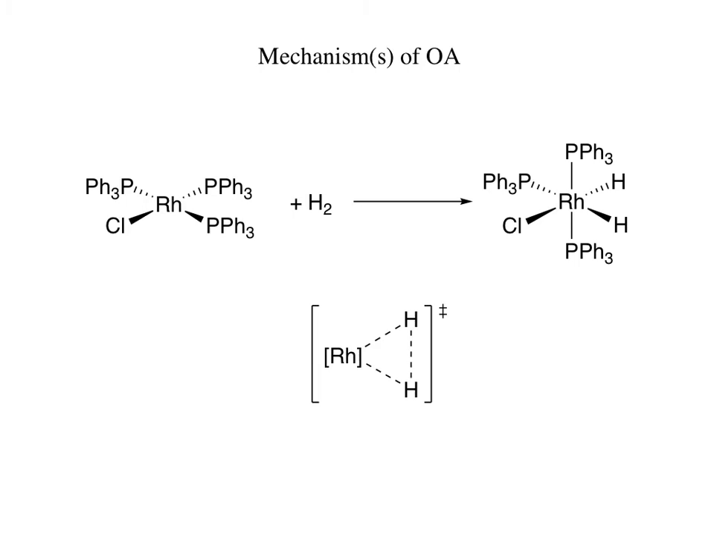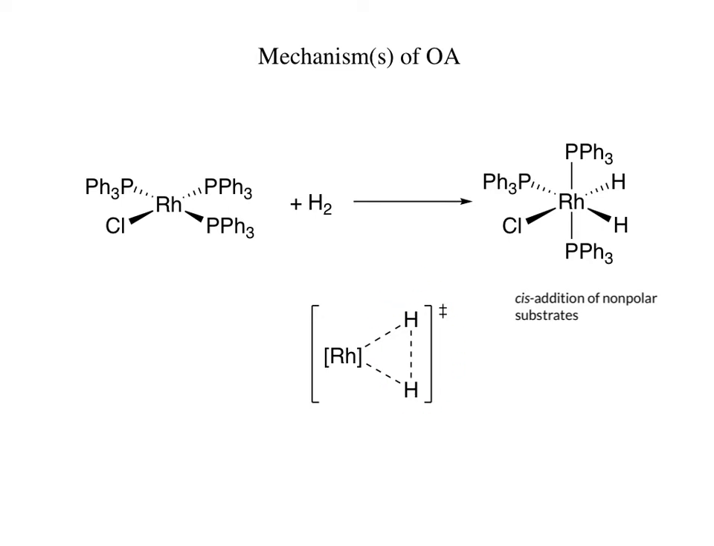Here's a real example. This is called Wilkinson's catalyst, rhodium tris triphenylphosphine chloride. It reacts with dihydrogen to form this transition state with this cyclopropane-like ring. Both hydrogens are being activated, the HH bond is being broken, and the final product has a cis arrangement. So an important take-home message here is nonpolar substrates result in a cis arrangement, and that's because of this transition state where the two incoming ligands are right next to each other.